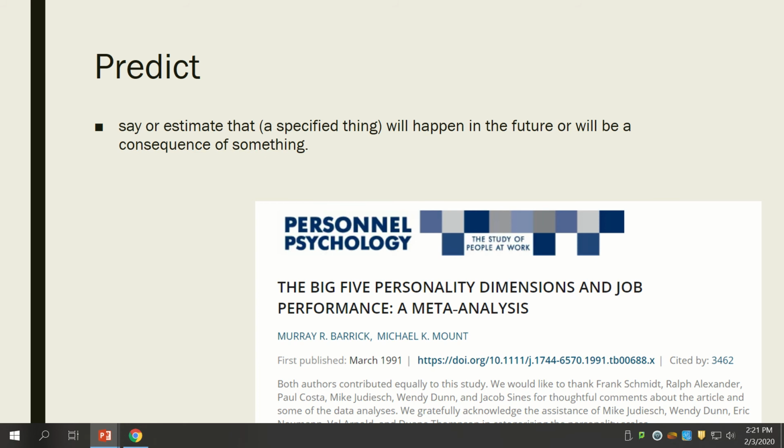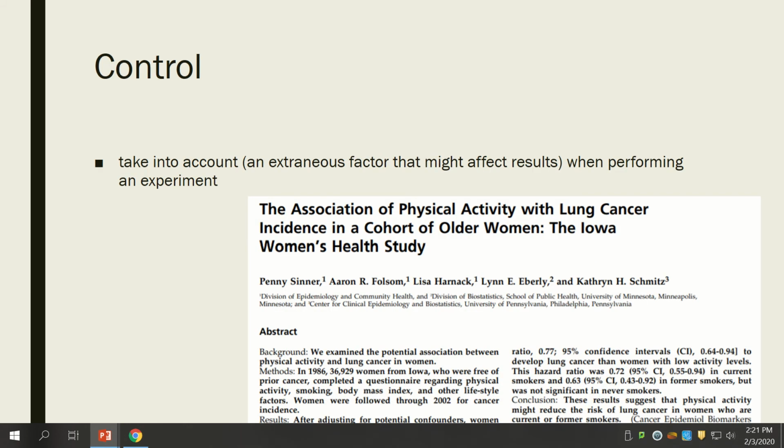Okay, so here I was going to talk about the Big Five personality thing, but I'm not now. So here, I believe this is the last one. Control, so take into account an extraneous factor that might affect results when performing an experiment.